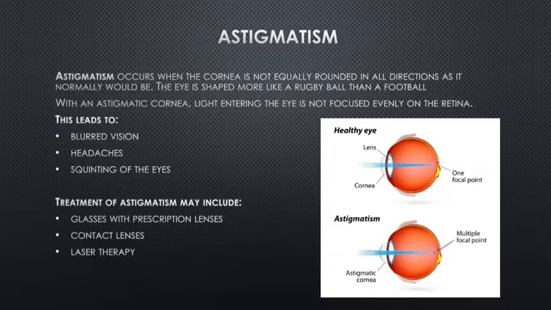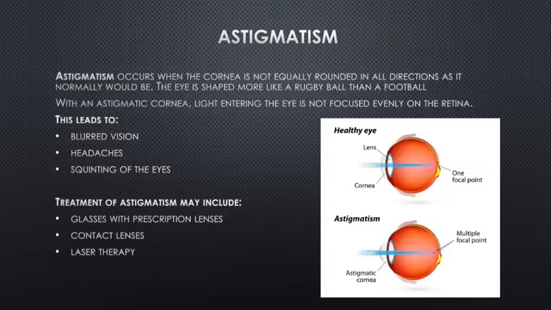What is squinting? Squinting is when your eyes are partially closed, or when you intentionally partially close your eyes in an attempt to see more clearly. You know, squinting is also a sign that someone might have astigmatism, okay?